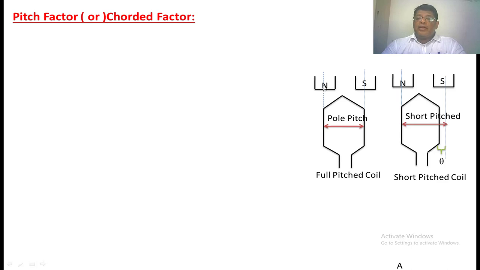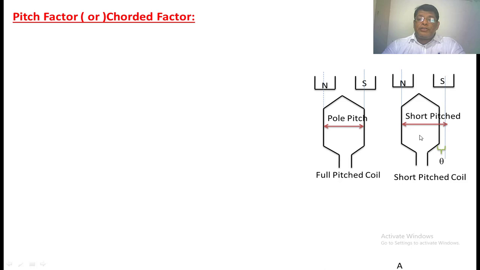Here we have taken two poles, one north pole and one south pole. This is a full pitched coil. This is a short pitched coil. The short pitch angle is theta. The EMF induced in one coil side is E. Here also E. In the case of a full pitched coil, the voltage induced in this coil will be equal to this one, so we are getting 2E voltage here.